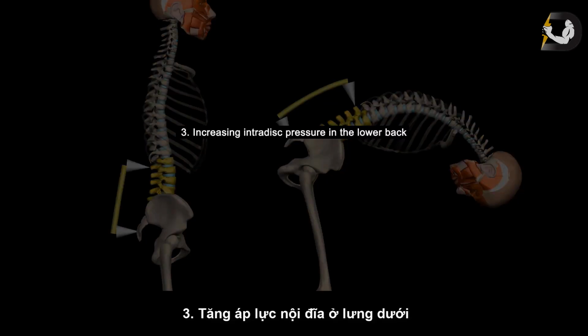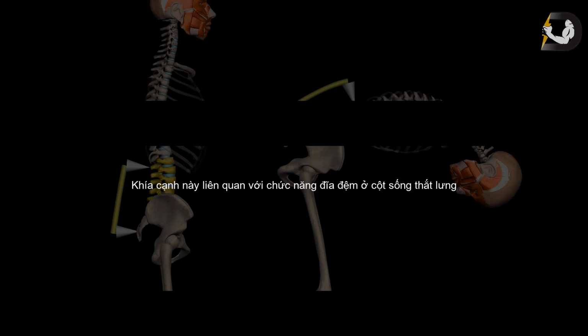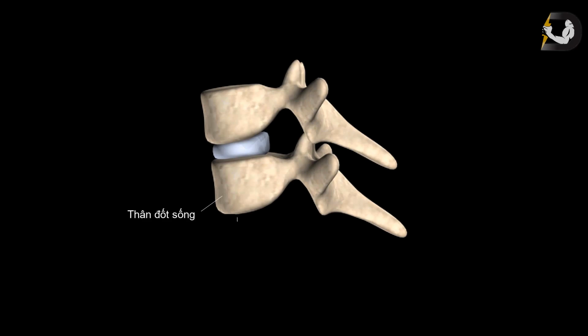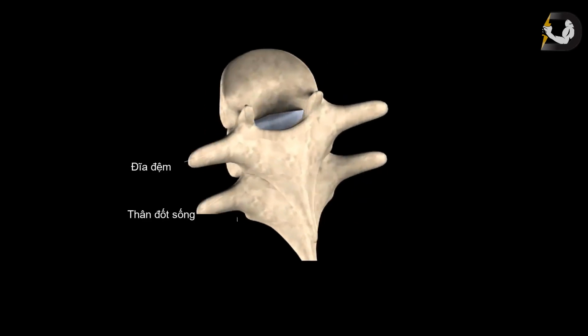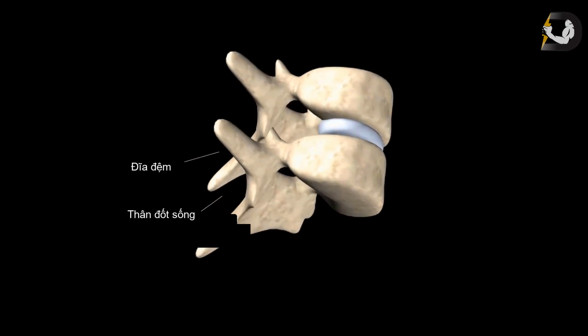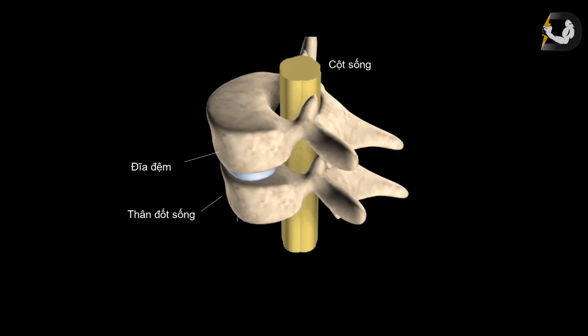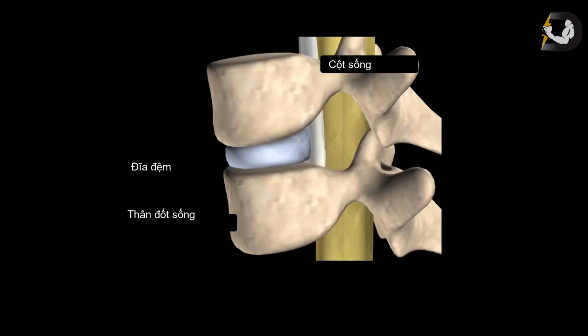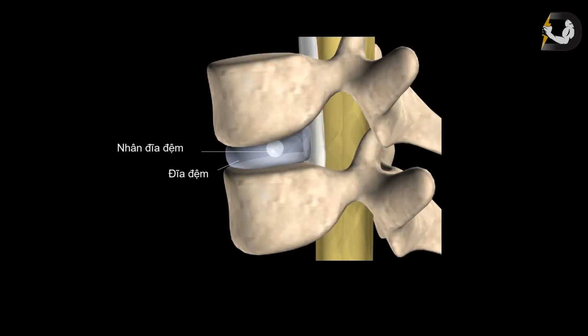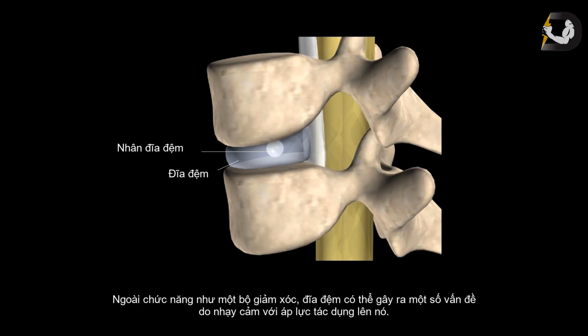3. Increasing intradisc pressure in the lower back. This aspect is connected to intervertebral disc function in the lumbar spine. Look at the structure: the body of the vertebrae, the disc, and a vertebral column. And here is the disc nucleus. Aside from its function as a shock absorber, the intervertebral disc may cause several problems as a result of its sensitivity to pressure applied to it.